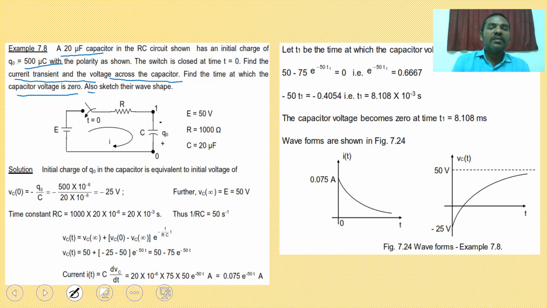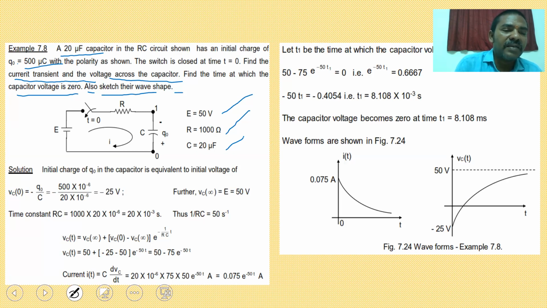So that means t is equal to infinity, you have to calculate the current value. Find the time at which capacitor voltage is 0. So under the initial condition you have to calculate and sketch the waveforms. Here the voltage they are given 50 volts, resistance 1000 ohms, and capacitor 20 microfarads. Initially, due to the previous source, the capacitor is charged with 500 microcoulombs.